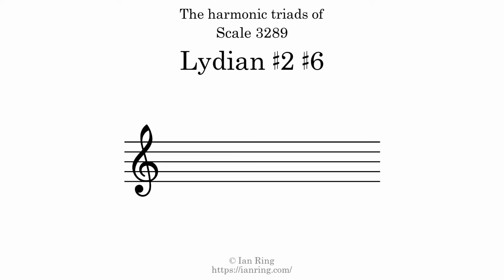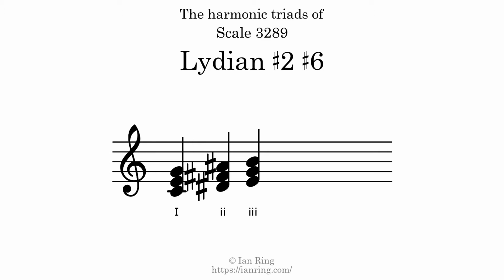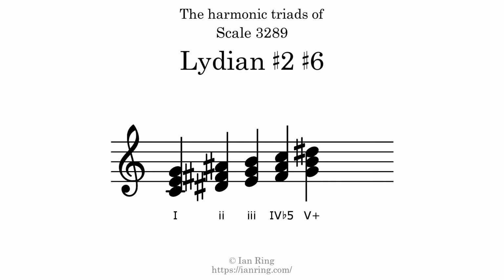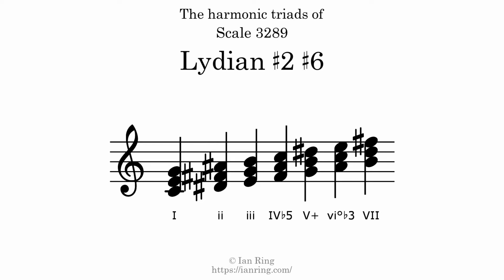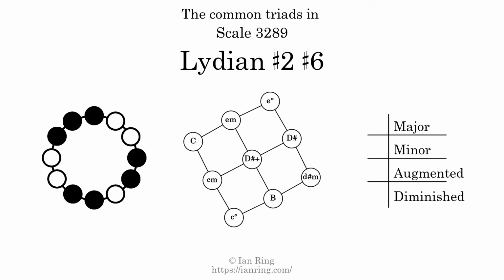110011011001. Here are the harmonic triads present in this scale: major, minor, minor, major flat 5, augmented, diminished flat 3, major. Here are the common triads present in this scale. The diagram in the center is a graph of parsimonious voice leading between triads.